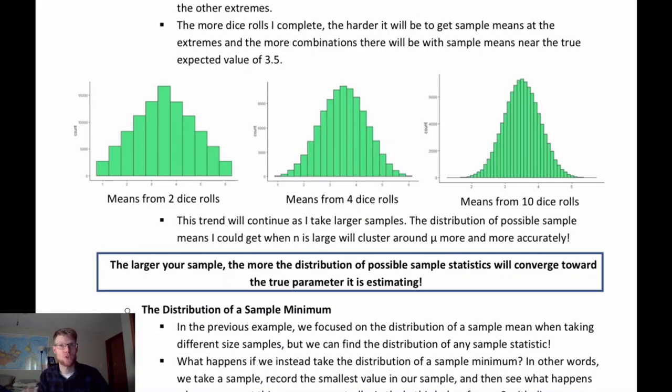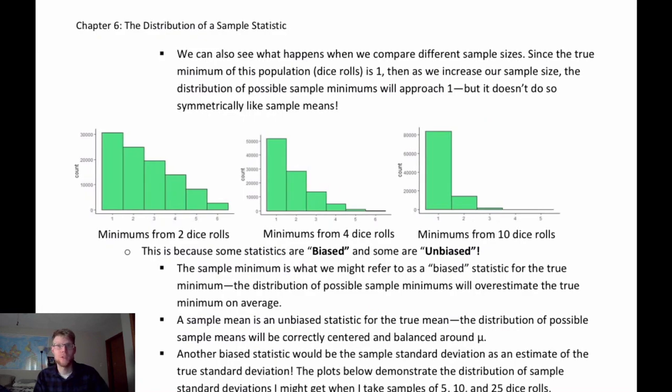And each sample statistic that I could look at has its own behavior and is going to distribute in its own way. Some sample statistics are going to distribute symmetrically around the parameter they're estimating. Some sample statistics don't do that. They distribute asymmetrically around a parameter. However, all sample statistics are going to converge towards their parameter when the sample size is large enough. The larger the sample size I take, the more that distribution of possible sample statistics is going to converge and approach the parameter it's trying to estimate.